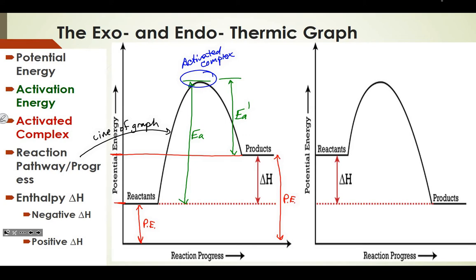Okay? The enthalpy, or delta H, is different for an exothermic and an endothermic. What did we learn last time with exo and endothermic? Remember?